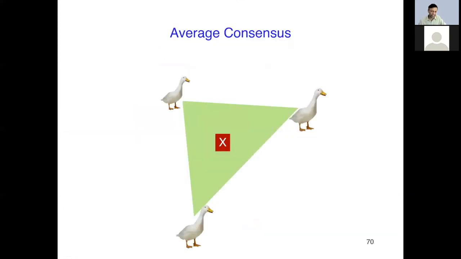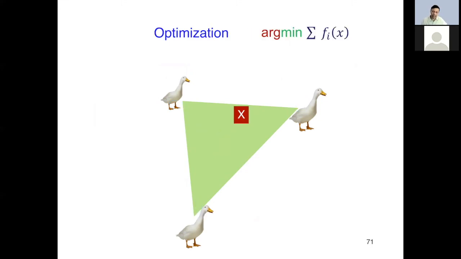So what I discussed with you just now is the average consensus algorithm. What we really care about is distributed optimization. With average consensus, I'm trying to find this point, which is the average of this coordinate and that coordinate. That's what we did. What I really care about is the minimum of this cost function, where different agents know different cost functions.